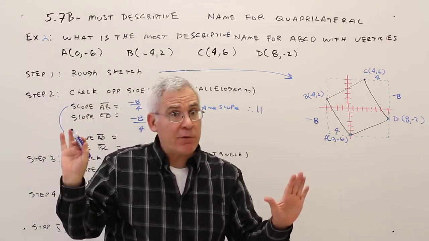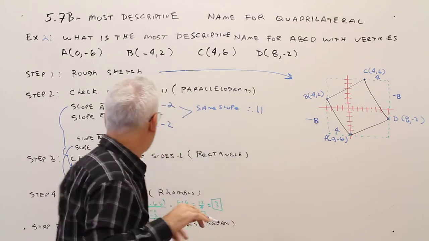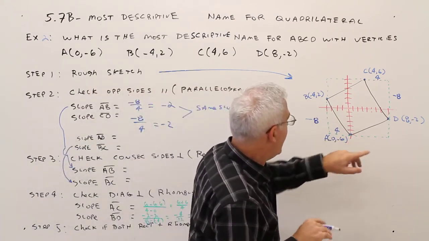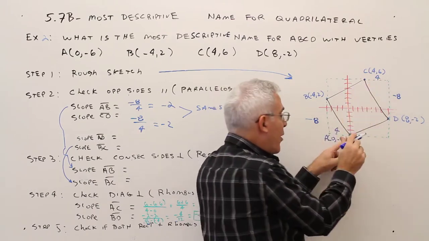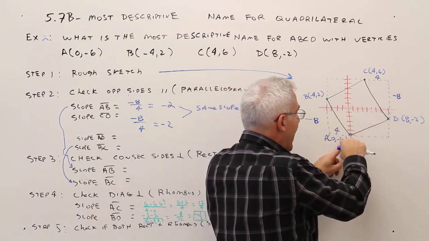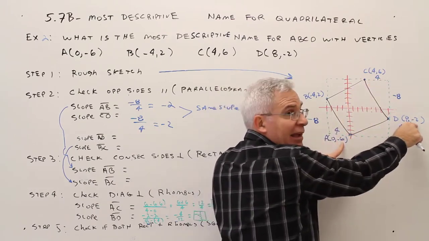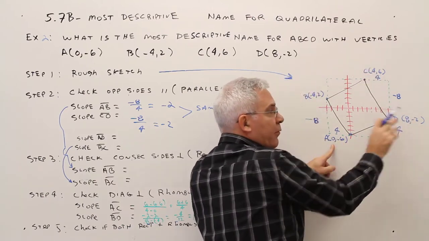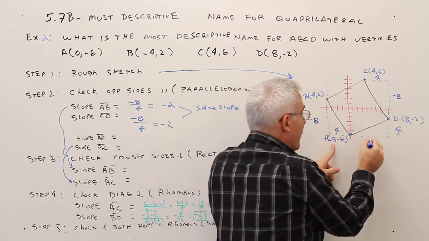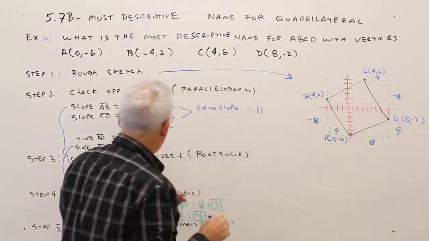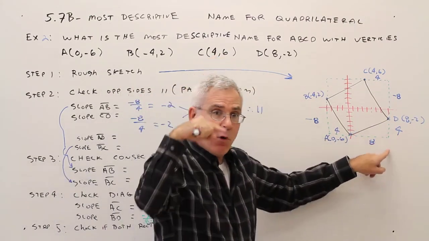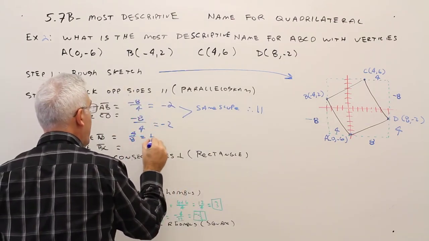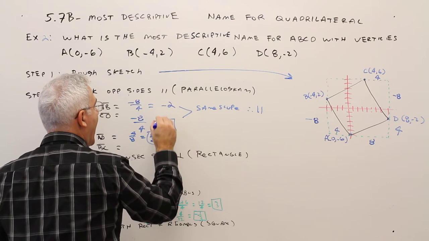Right now, I only know it's a trapezoid. Let's check the other sides. Okay, for AD, it's going to have a positive slope. It goes from -6 up to -2. That's 4 units up. It goes from 0 to 8. That's 8 units over. Okay, so the rise over run would be 4 over 8, which equals 1/2. Again, I'll box these slopes.